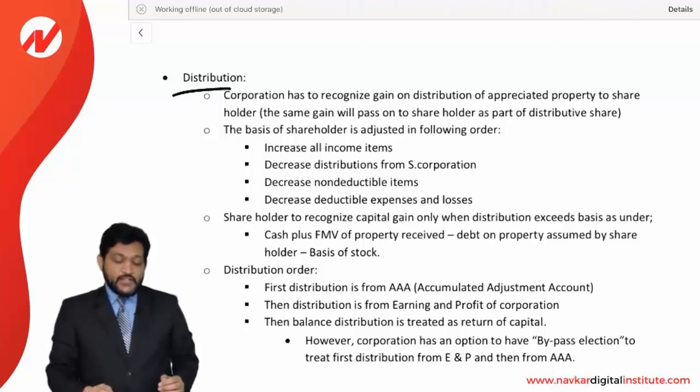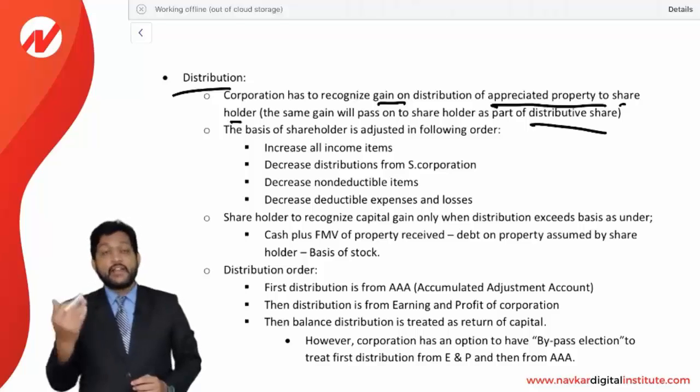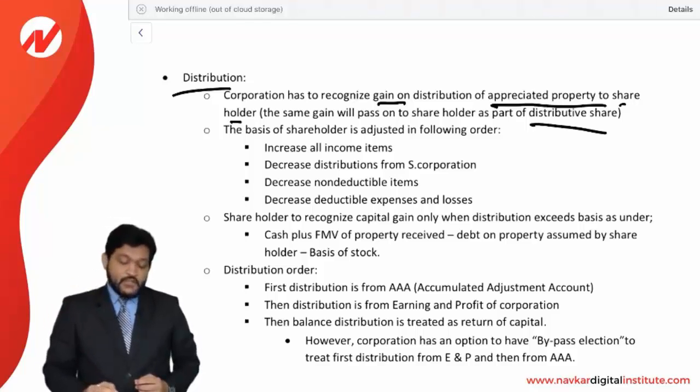The corporation has to recognize a gain on a distribution of appreciated property to the shareholders. The same gain will pass on to the shareholder as a part of the distributive share. As we have seen in the partnership also, when an appreciated property is being distributed, then that appreciation, that is a gain, will be added to the income of the S corporation and ultimately it will be passed on to the shareholders.